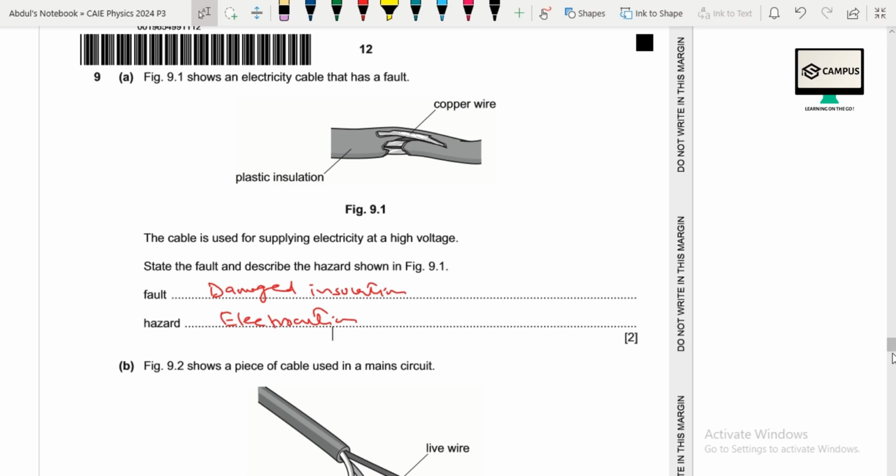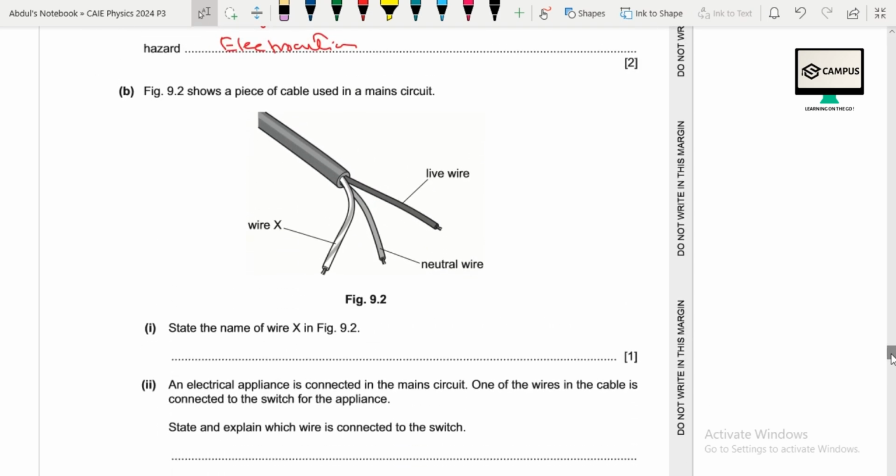All right, moving on to part B of the question. Figure 9.2 shows a piece of cable used in a main circuit. State the name of wire X. So we have the live wire labeled and the neutral wire labeled. So wire X should definitely be the ground or the earth wire. These are the two nomenclatures used in literature.